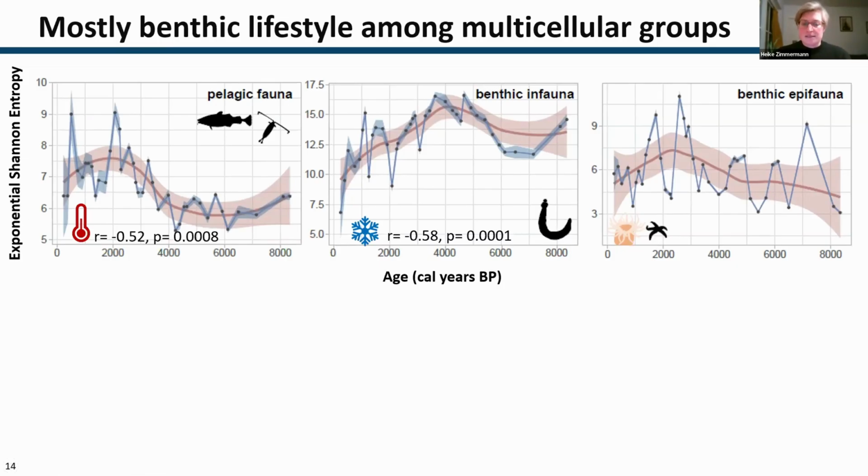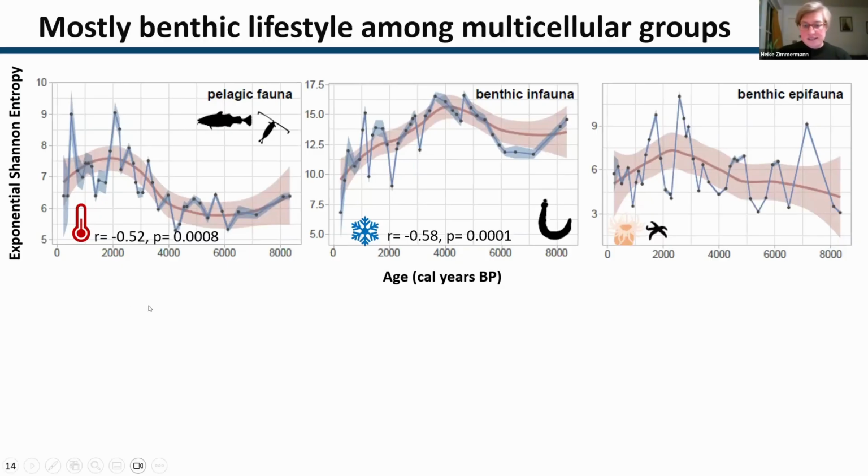Overall, there was a higher diversity found for benthic epifauna than for pelagic fauna, and this is probably because the benthic community is living on the seafloor, and the DNA is quicker incorporated into the sediments compared to the pelagic fauna, where the DNA is in the water column and might get recycled.